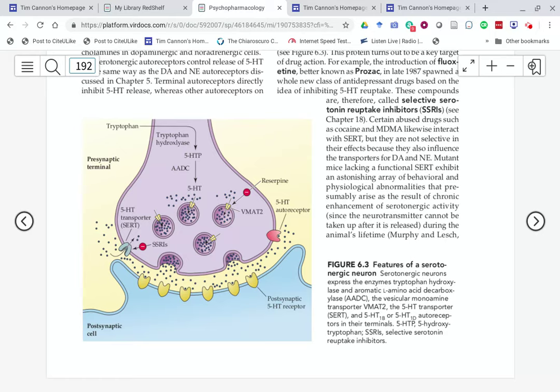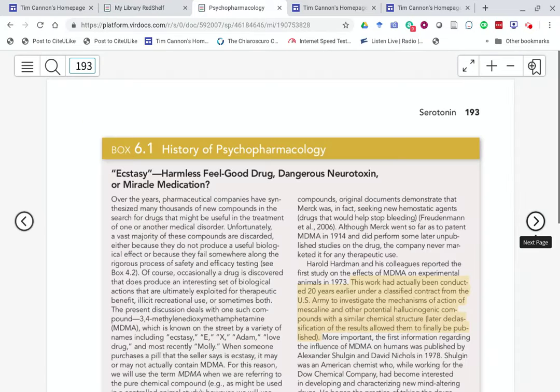An astonishing array of behavioral and physiological abnormalities from chronic enhancement of serotonin activity. Now, if you don't have functional SERT, that's not just today. That's while you were in the womb. That's while you were growing up. The impact on normal behavior can be profound, way more dramatic than temporarily interacting with SERT. So, if you or someone you love is taking an SSRI, don't get freaked out when you read about what happens with these mice that don't have SERT.